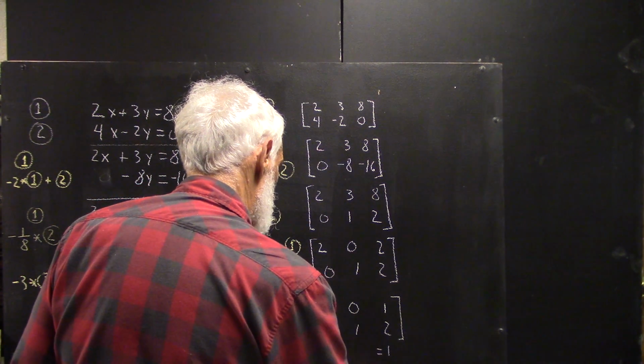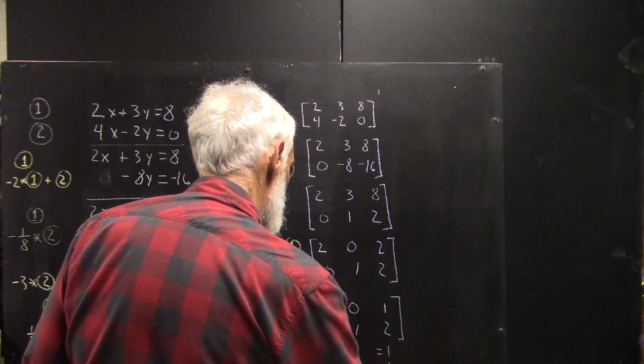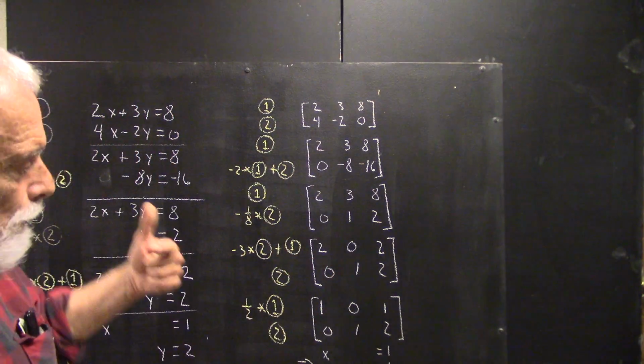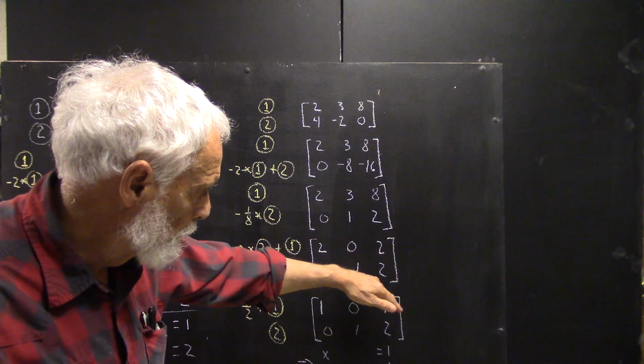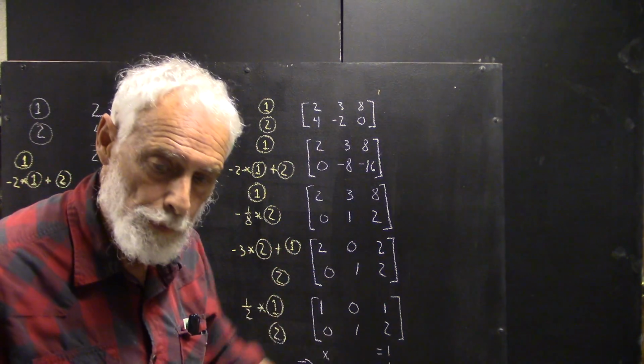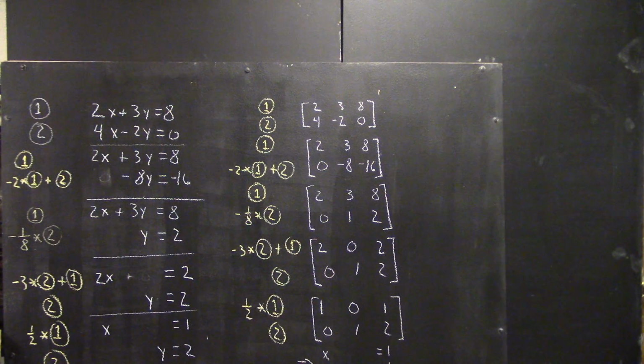Now we can translate this back into an equation. We translate each row into an equation. First row gives us x equals 1. Second row gives us y equals 1. So we've completed the process.